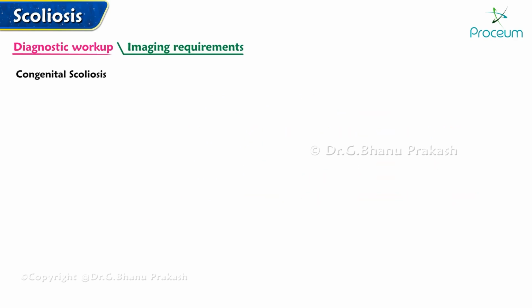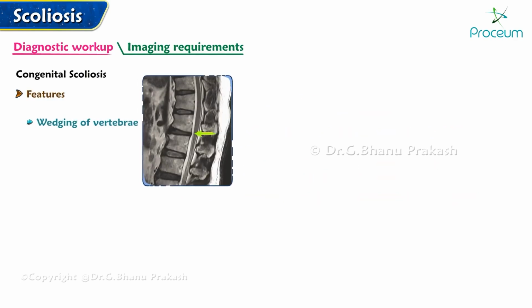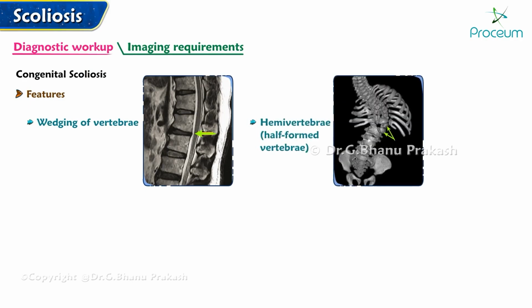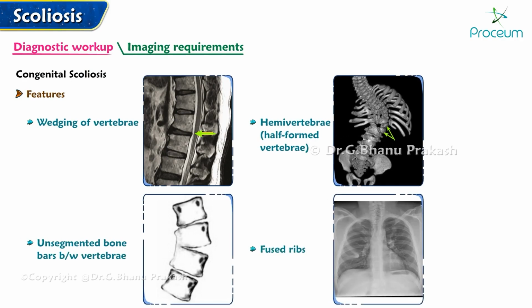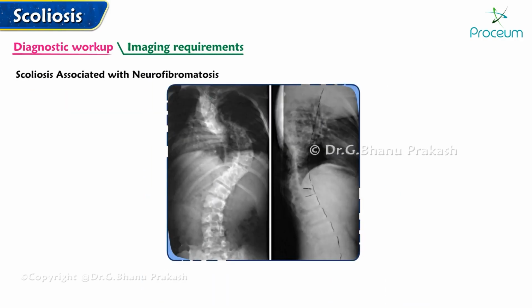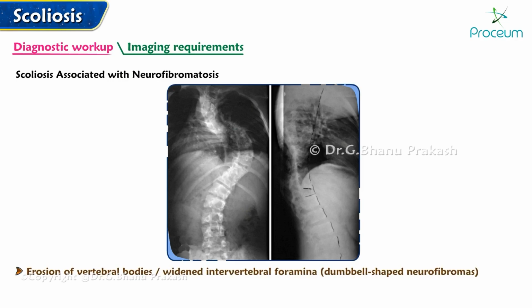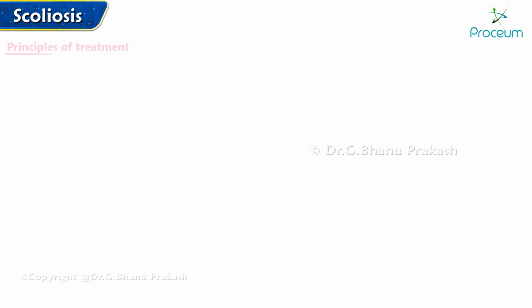Congenital scoliosis. Features might include wedging of the vertebrae, hemivertebrae or half-formed vertebrae, unsegmented bone bars between vertebrae, or fused ribs. Scoliosis associated with neurofibromatosis. Radiological signs could include erosion of the vertebral bodies or widened intervertebral foramina due to dumbbell-shaped neurofibromas. Next, we'll talk about the principles of scoliosis treatment.